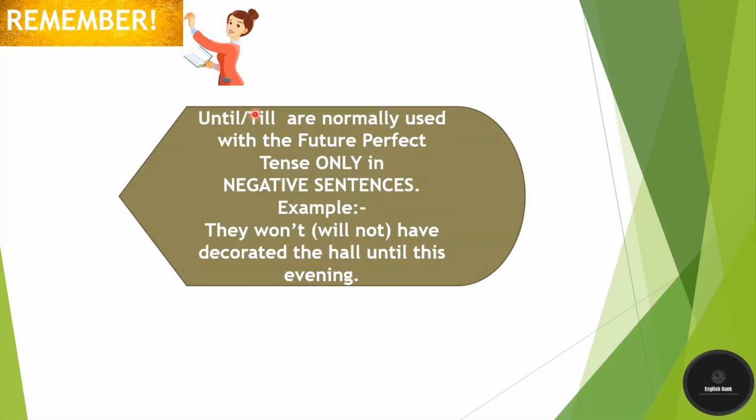Remember this grammar point. Until or till are normally used with the future perfect tense only in negative sentences. Read the example. They won't have decorated the hall until this evening.